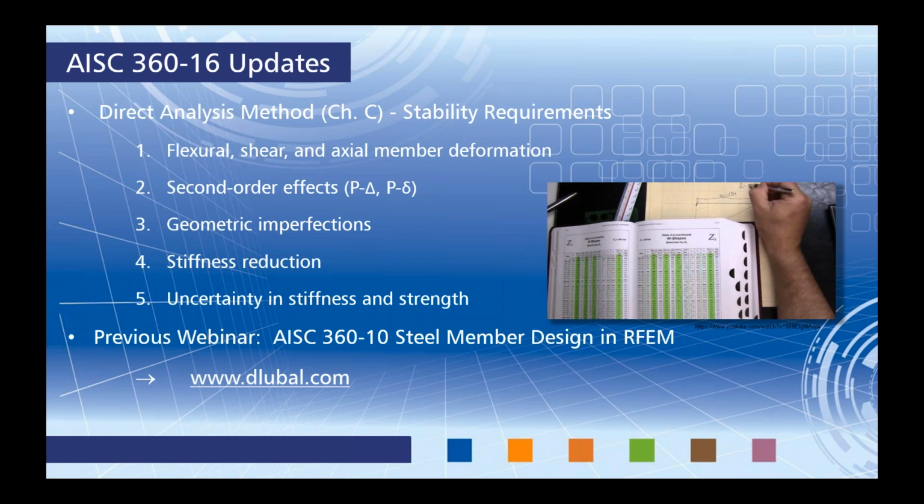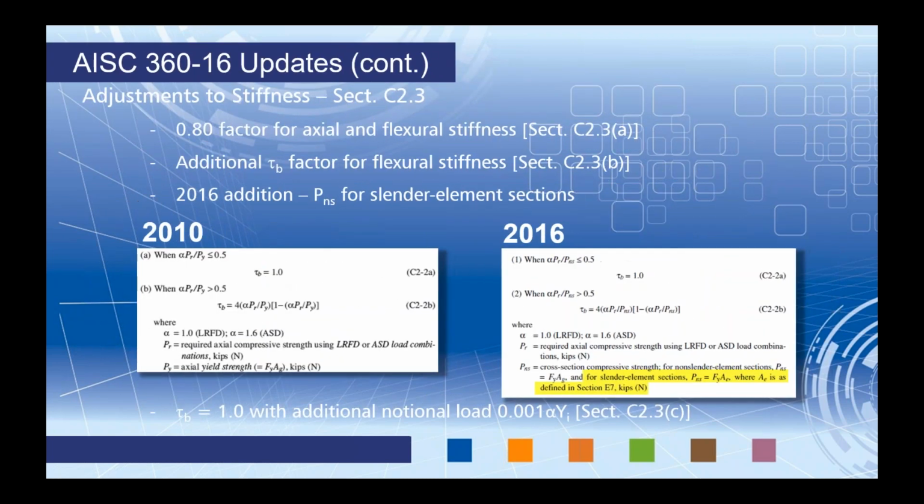But I previously did a webinar on AISC 360 2010 steel member design in RFEM, with a recorded webinar available on our website and on our YouTube channel. But what I did is I really went into detail on Chapter C to show you exactly how to take into account each one of these stability requirements within RFEM. So a very helpful webinar if you're looking at P delta, stability requirements in general, and how to apply that to the structure. For today, though, what I do want to mention is just a change that was made in the 2016 to the adjustment of stiffness in section C2.3.